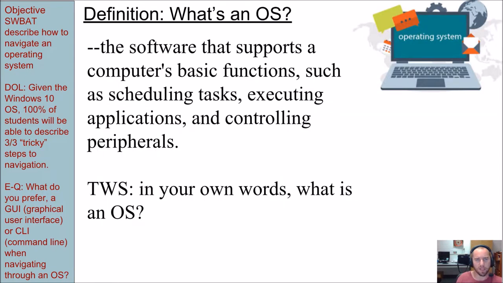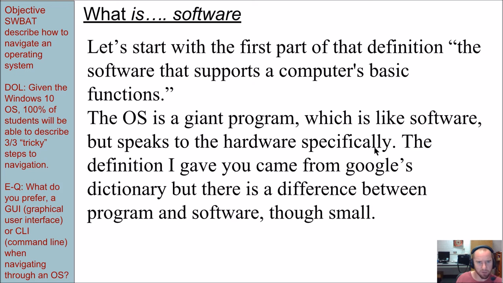What are operating systems? Well, they are the software that supports a computer's basic functions, such as scheduling tasks, executing applications, and controlling peripherals. So in your own words, what is an operating system? If you don't know what a peripheral is, that's like a keyboard or mouse and camera, etc. When you're done with that, let's talk about what software is.